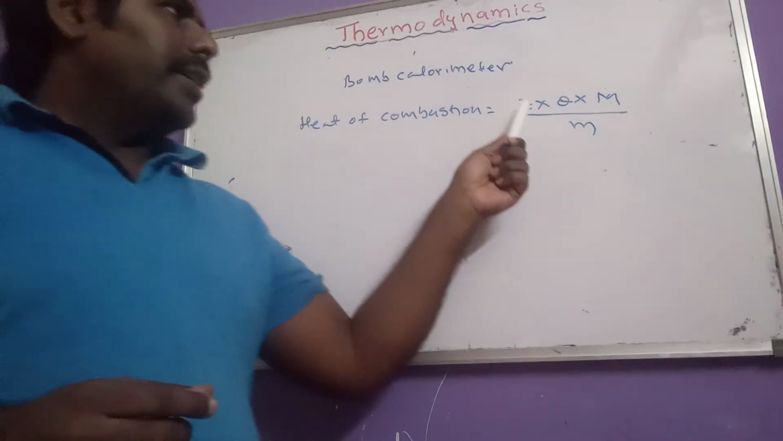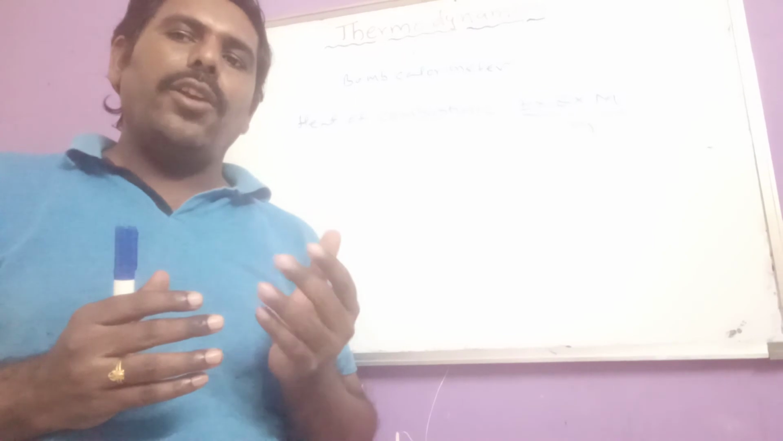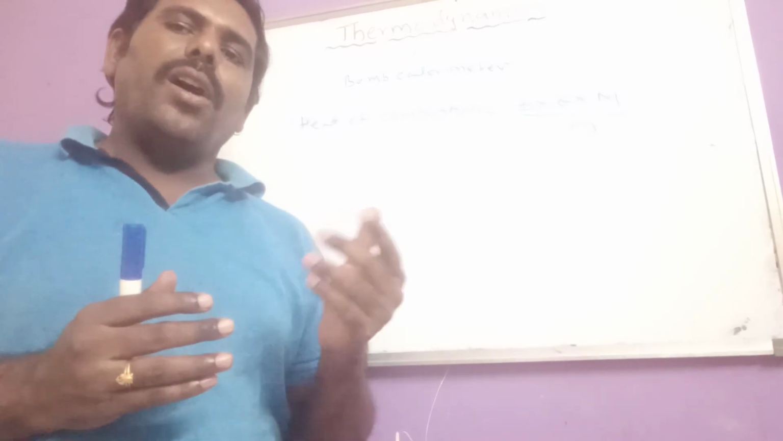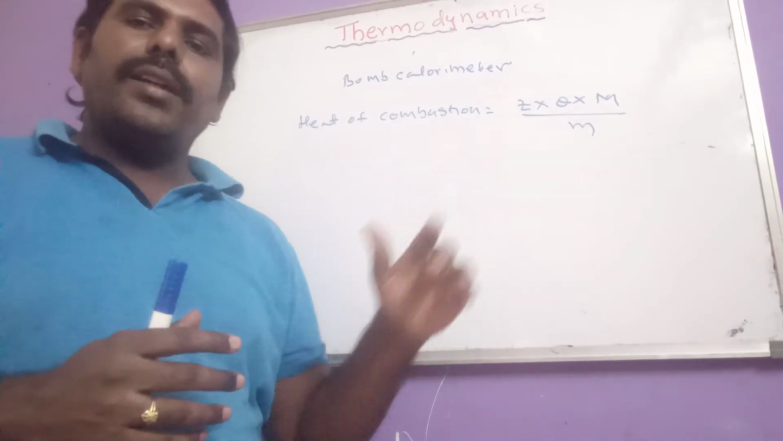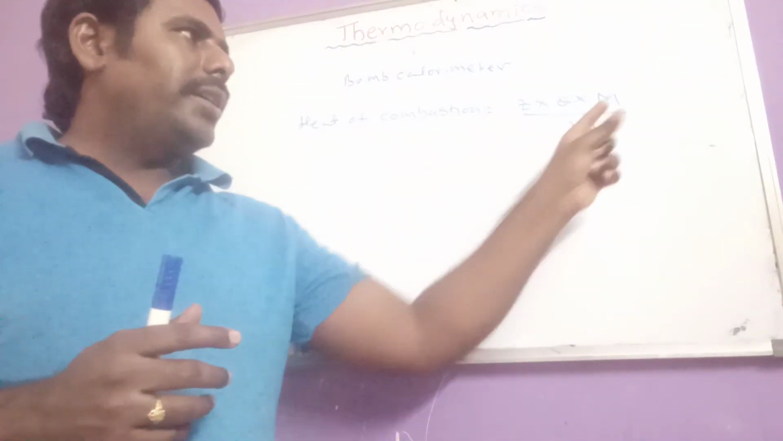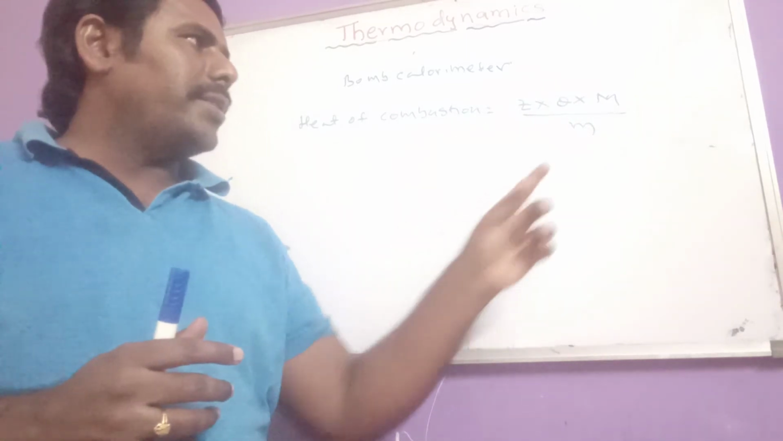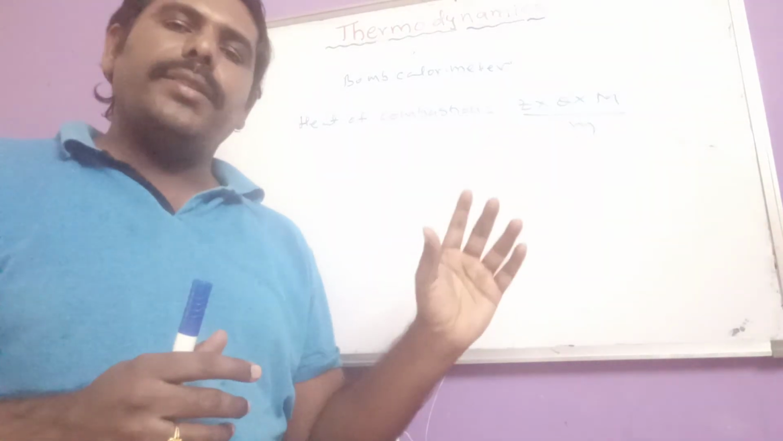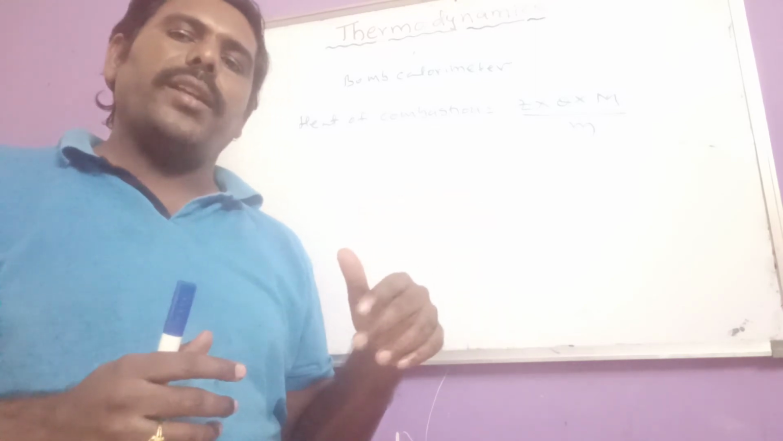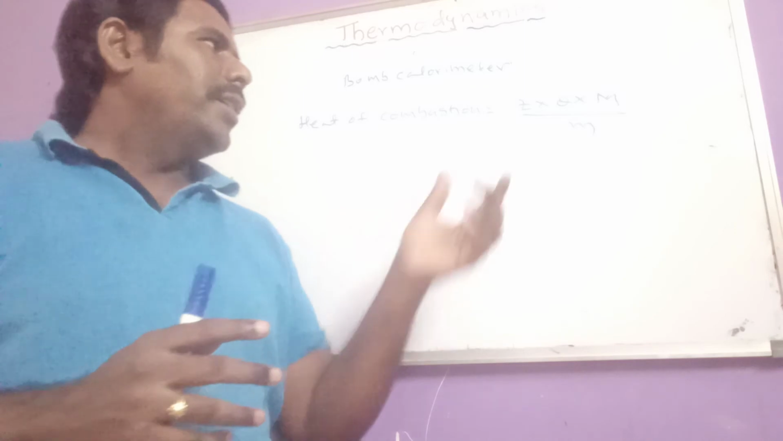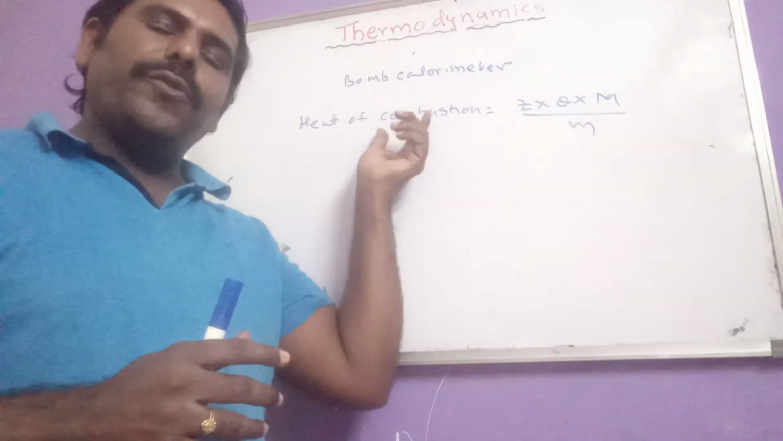Here Z is the heat capacity of the calorimeter with all its contents, and theta is the rise in temperature. Capital M is the molecular weight of that substance, and small m is the weight of the substance taken for combustion in the bomb calorimeter. So by using this formula, we calculate heat of combustion.